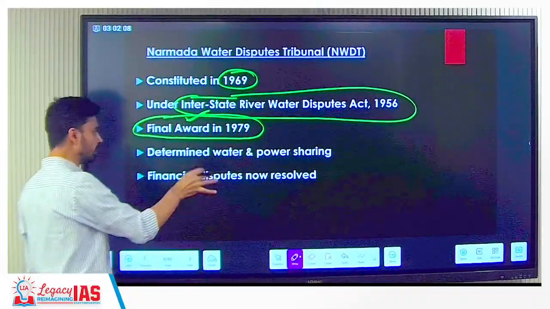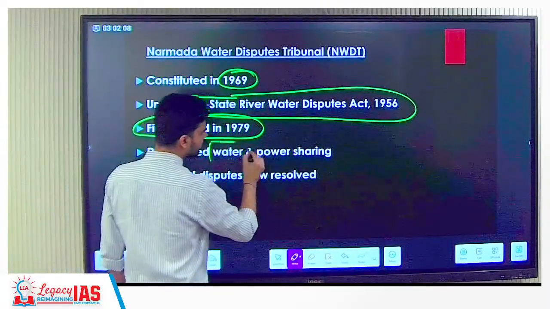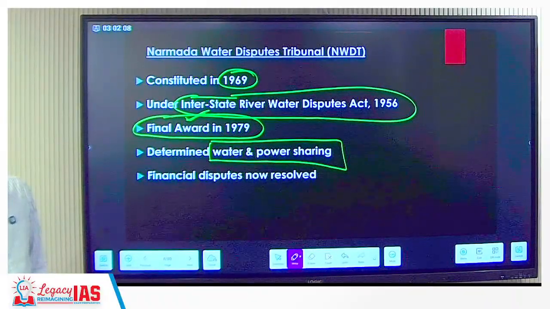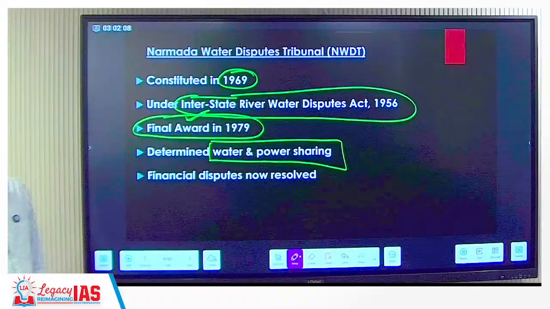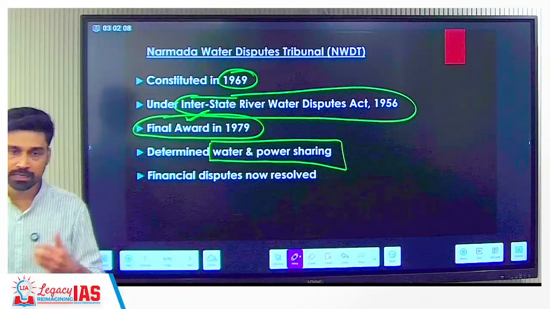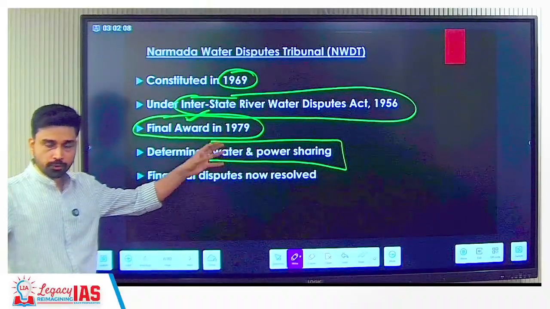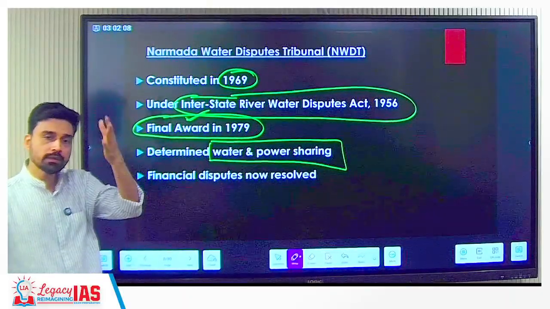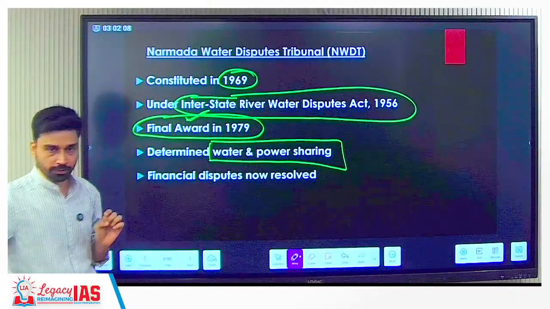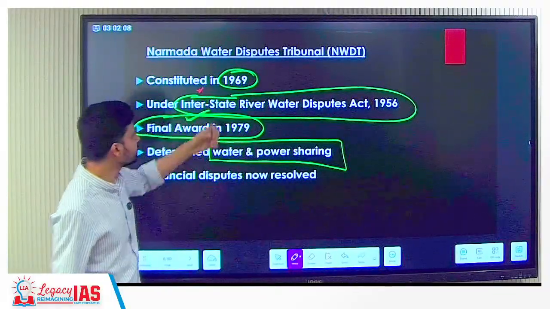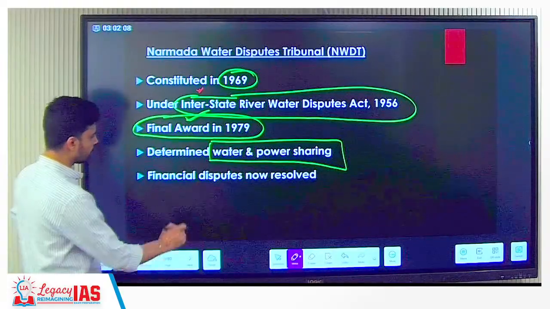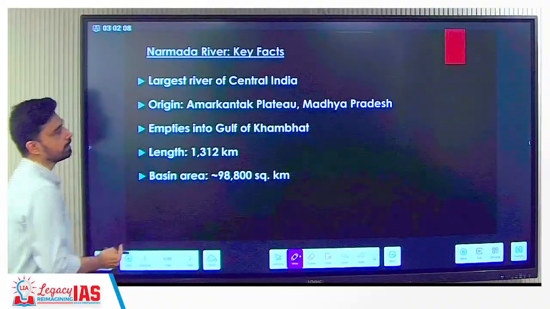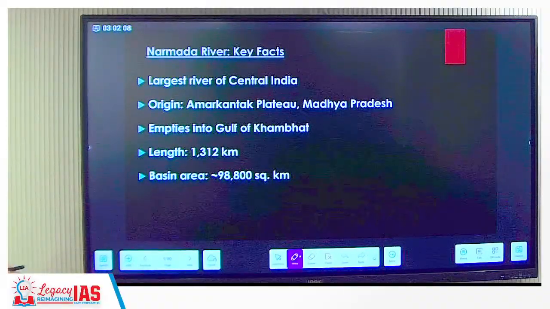In 1979, finally it provided its verdict, and based on that it was decided which state will have how much water and how much power would be shared. Because when you are producing electricity, 4 states are there. How much electricity would you give to which state? Right? You cannot distribute it equally because demand is different, and the basin area is also different. Gujarat would say the dam is in my state, that means I should get a higher share of electricity. Madhya Pradesh would say the river is coming from my state, that means I should get a higher amount of electricity. That's why such issues become disputed, and the tribunal award is required here. The financial dispute was the last leg of the dispute, which has now been resolved as Gujarat has taken the main share of the burden.